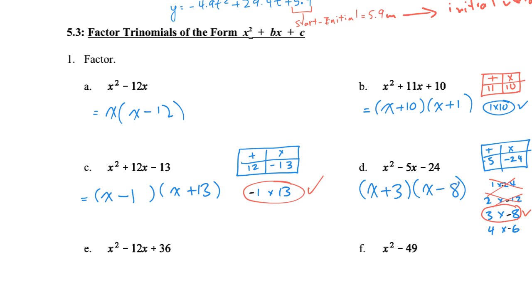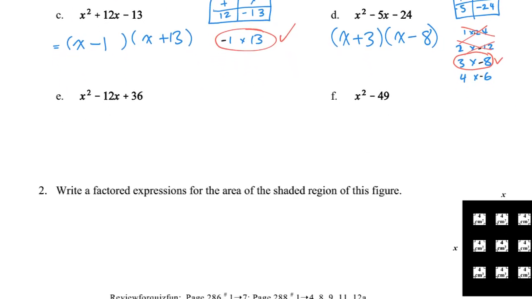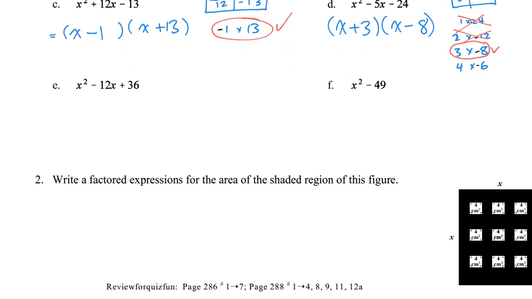Okay, so now let's go and do the next set of problems here. So here we go. We've got x squared minus 12x plus 36. So that means we're looking for numbers that add to negative 12 but multiply to positive 36, right? So I'm going to tell you that we have a bunch of possibilities again.